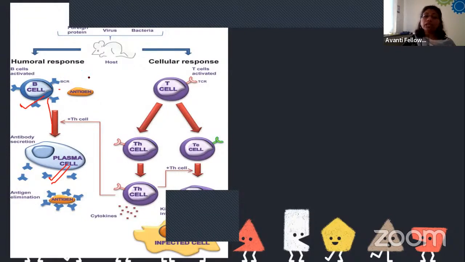So for T cells, whenever our initial WBCs like macrophages digest some pathogen, they will present their protein, that is the antigen, to our T cells. When T cells encounter these antigens, they get differentiated. They can be T helper cells or they can be T cytotoxic cells. These T helper cells help in the secretion of cytokines. They will produce cytokines, and they also produce a strong stimulus to our B cells to produce more antibody.